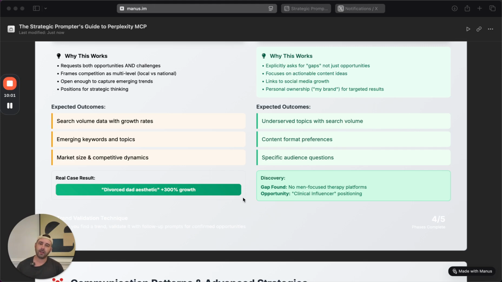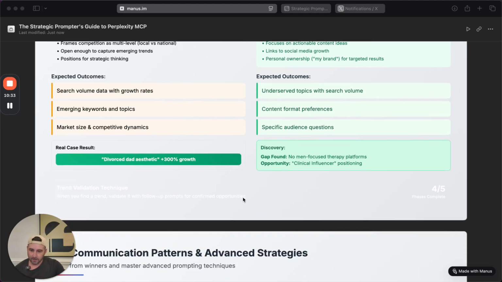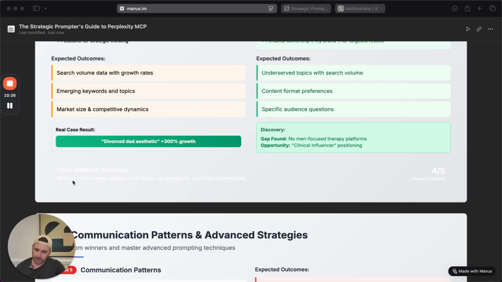And here's really the thing that blew me away. The opportunity is to be the clinical influencer. During my research, I was able to find that there are a lot of men's coaches and things like that focused on performance and mindset and things of that nature, but none of those actually had clinical experience where they could work in real data, insights, and proven tactics to develop and improve your mental health as a man. Okay, so when you find a trend, validate it with follow-up prompts for confirmed opportunities.